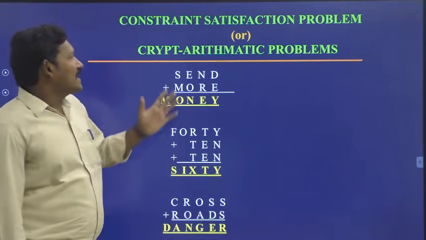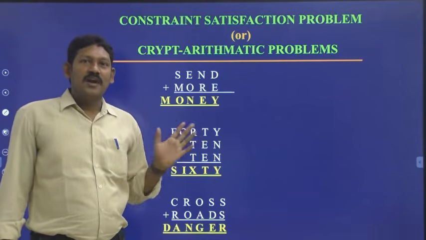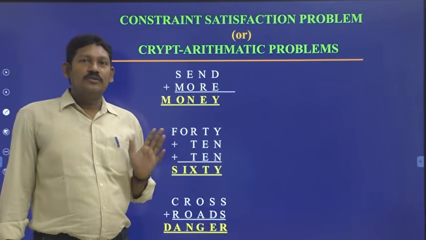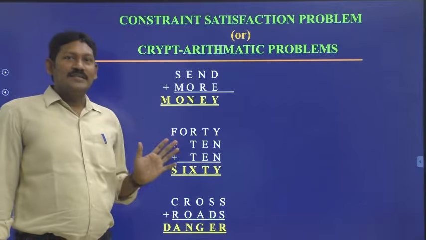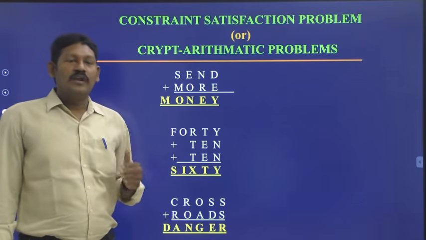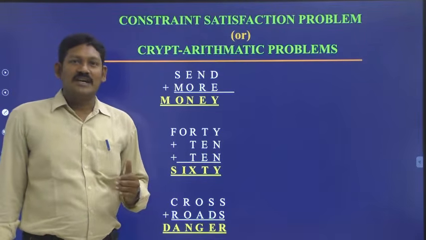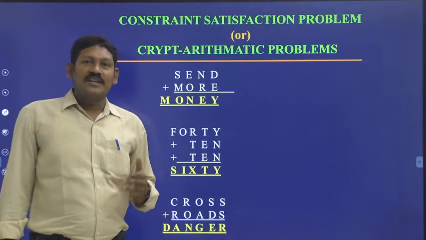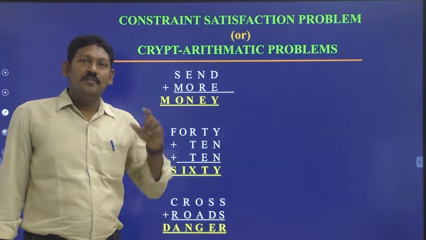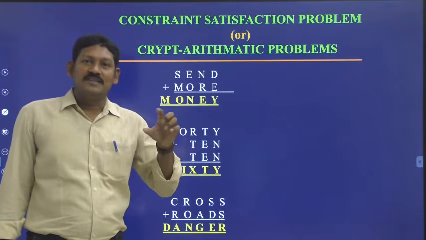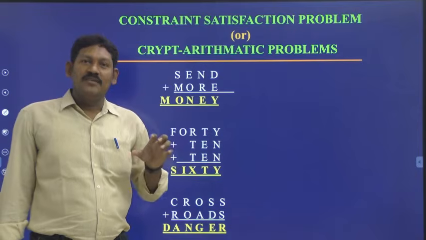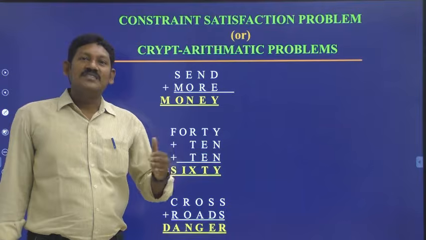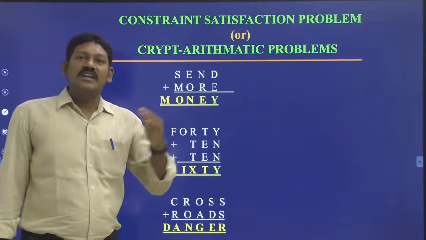Okay. So, constraint satisfaction problem. This can also be called as Crypt Arithmetic problem. Okay. So, here now I am going to discuss what is constraint satisfaction problem. So, we already know what a constraint is. Constraint is nothing but conditions. So, what do you mean by constraint? Constraint is nothing but condition. So, there will be given some set of conditions, some set of constraints. So, we have to identify the solution by satisfying those constraints or conditions.